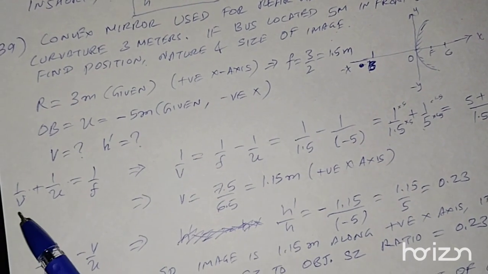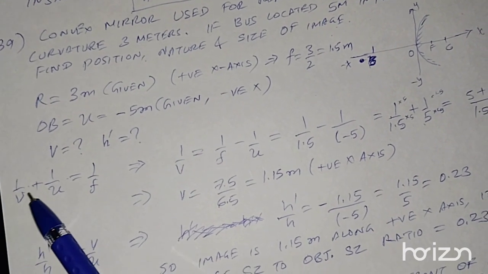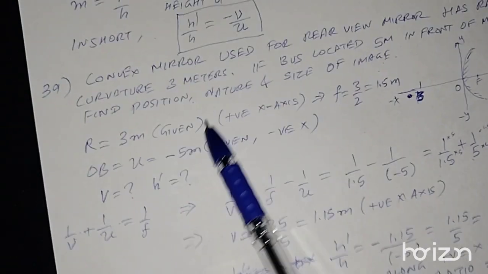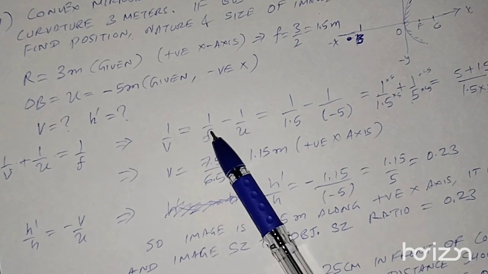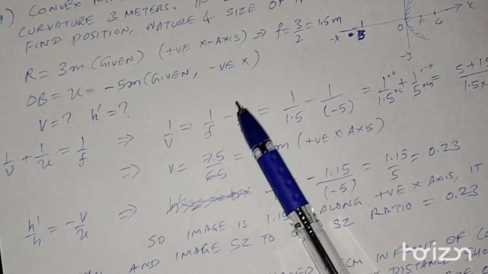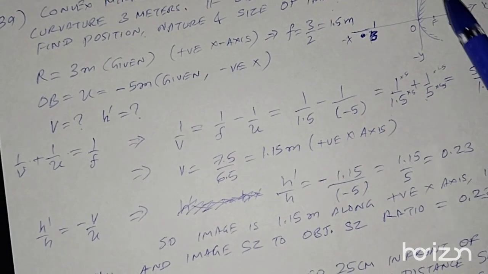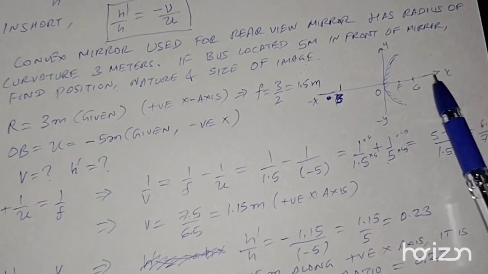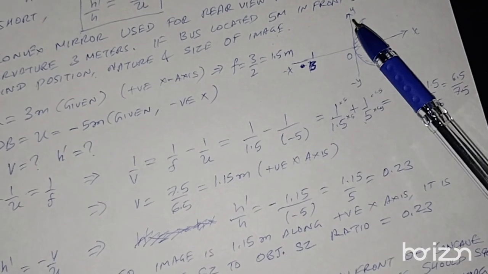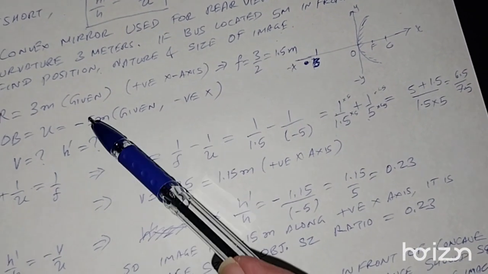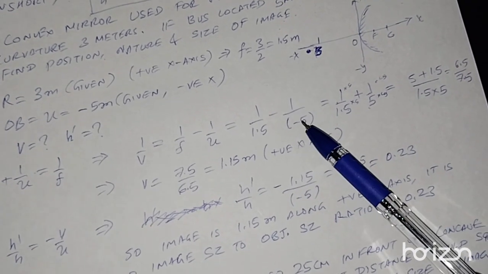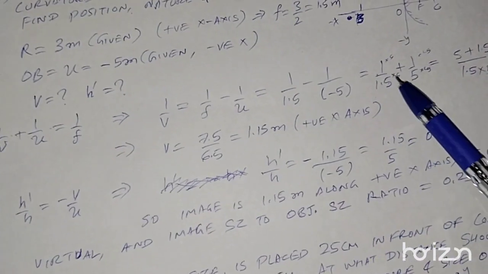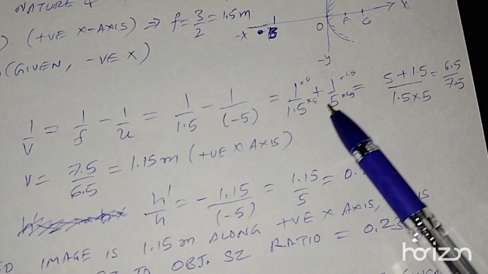Okay, so we use our formula, which is the mirror formula, 1 by v plus 1 by u is equal to 1 by f, which implies if I take 1 by u to the other side, I'll get 1 by v is equal to 1 by f minus 1 by u. Now f we know is 1.5 and it is positive because it's along the positive x-axis, so we substitute 1.5 here. And u we know is minus 5 because it's along the negative x-axis, so we substitute minus 5 here. So this minus and this minus get cancelled, we get 1 by 1.5 plus 1 by 5.